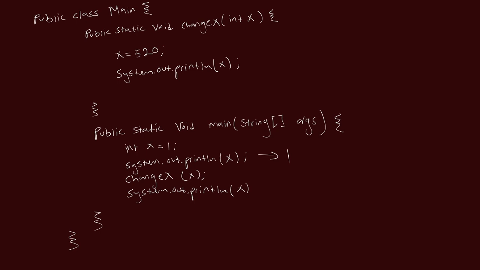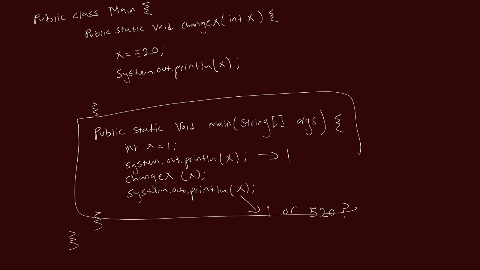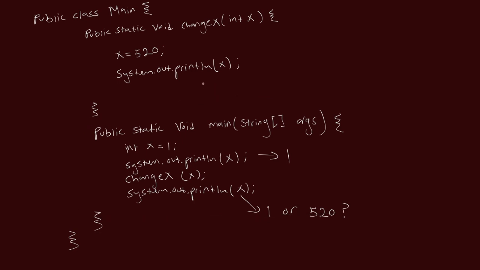Now the question for you guys is, will this print out 1 or will it print out 520? A lot of people may make the mistake of saying, oh, it's going to print out 520, but that's incorrect. It's going to print out 1, because when we change x in a method, it doesn't change x in our public static main block. It only changes x inside this method here.